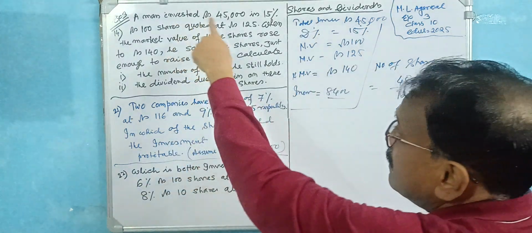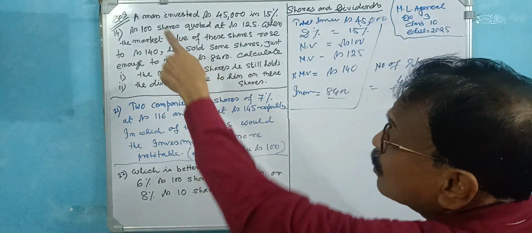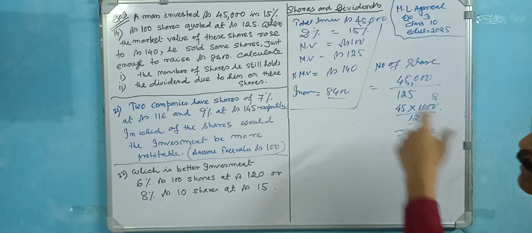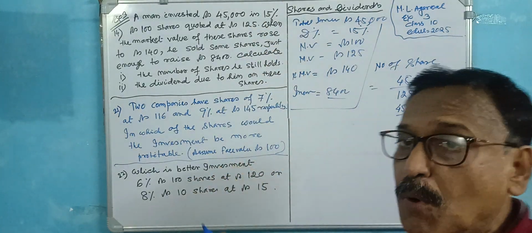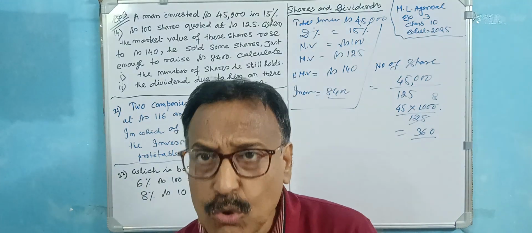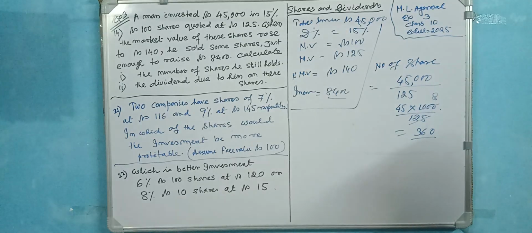First, a man invests rupees 45,000 in 15%, 100 rupees face value, quoted 125. So first you find the number of shares he bought. Relax, just do the sum. You don't need to remember any formula. This is the number of shares he bought.